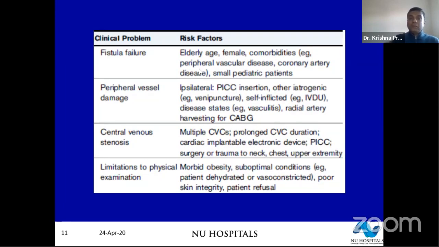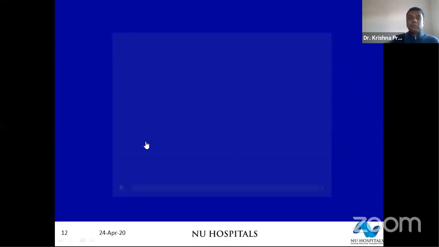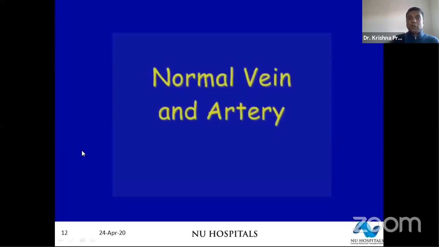So, like I said, females, very elderly, pediatric patients. Manish spoke about somebody who had coronary issues earlier. Those who have had multiple PICC line insertions. Patients who have had prolonged or multiple catheters, like what I showed you. Somebody who is morbidly obese. So I would definitely do an ultrasound for these patients to look at what's happening. So let's just quickly look at a small ultrasound video as to how I do it.